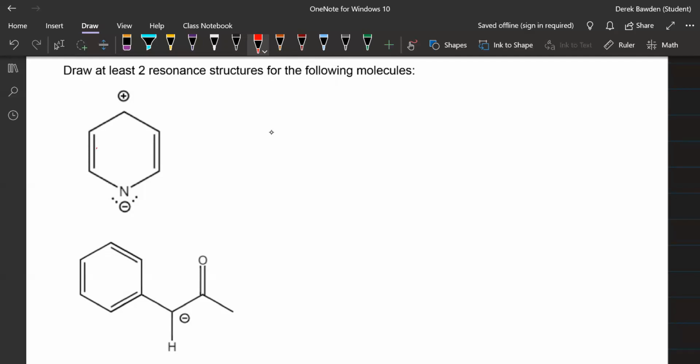I'm going to say, let's move this double bond up here. So then that leaves us with a double bond here. This is our nitrogen. Our double bond here. And where does the positive charge go now? Bottom left carbon, you nailed it.